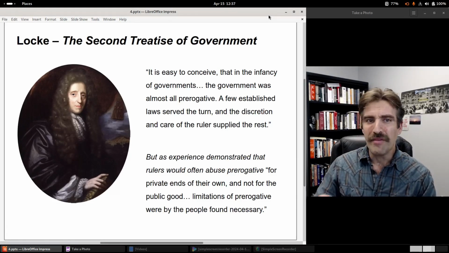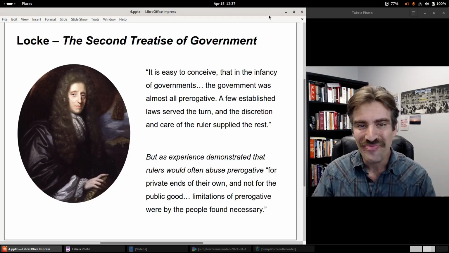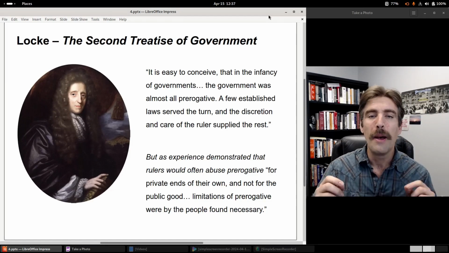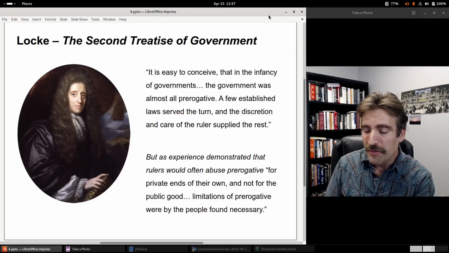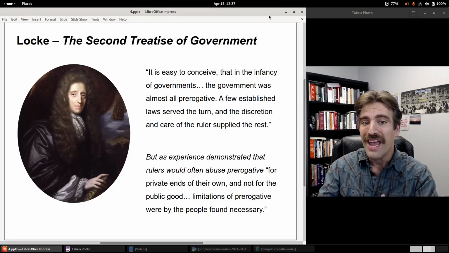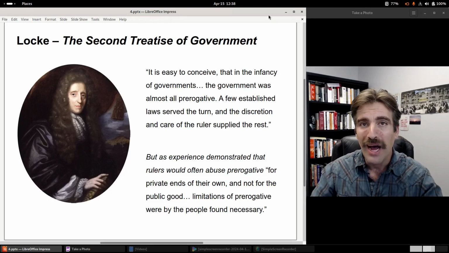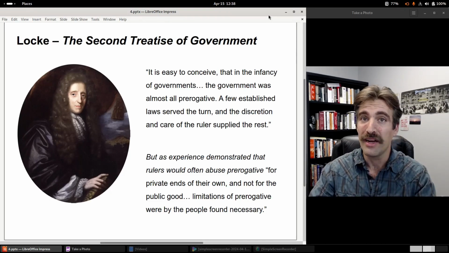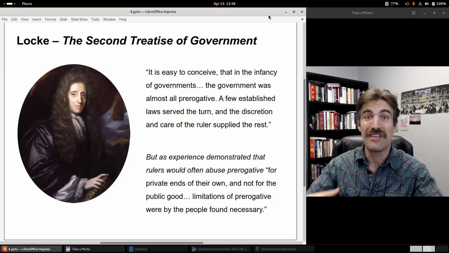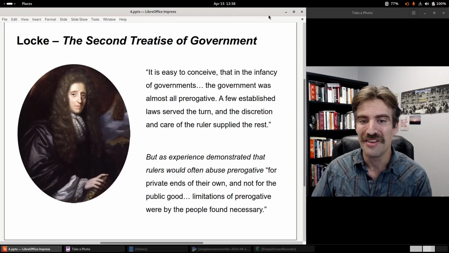Locke says it's easy to conceive that in the infancy of governments, the government was almost all prerogative, likely. A few established laws served to turn, and the discretion and care of the rulers supplied the rest. But as experience demonstrated that rulers would often abuse prerogative, quote, for private ends of their own and not for the public good, limitations of prerogative were by the people found necessary. And again, the people are a supreme power over the executive.